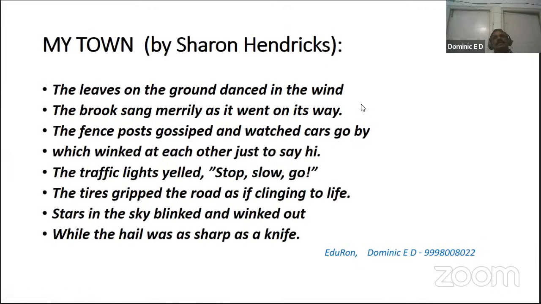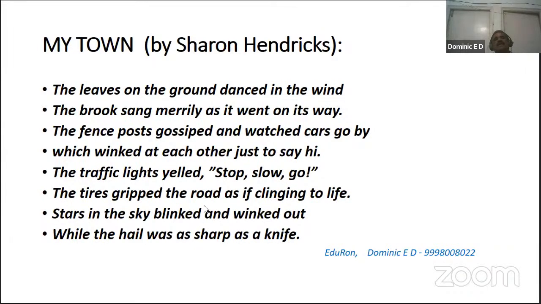Here is a very good example of figures of speech, of personification. My Town is a poem by Sharon Hendricks. The leaves on the ground danced in the wind. The brook sang merrily as it went on its way. The fence post gossiped and watched cars go by, which winged at each other just to say hi.